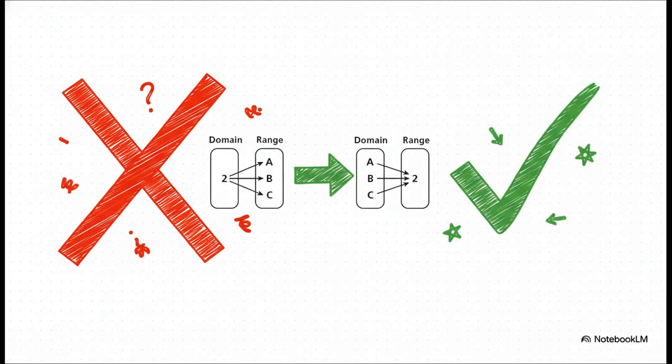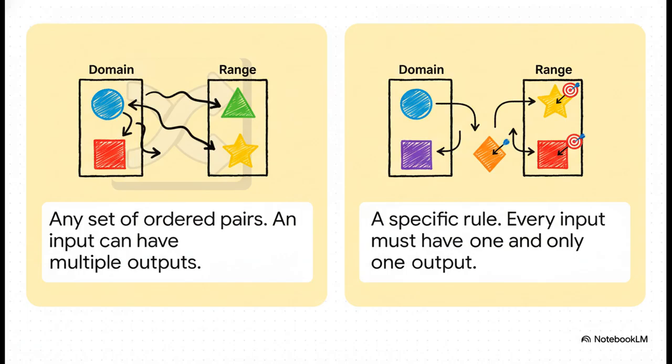Let's put that rule to the test. Look at these 2 diagrams. Which one is a function? It's got to be the one on the right. And here's why. If you look at the diagram on the left, the input 2 is shooting off arrows to 3 different outputs. That breaks our rule. That's not a function. But on the right, every single input, A, B, and C, has exactly 1 arrow leaving it. Now, it's totally fine for different inputs to point to the same output as long as each input itself has only one destination.